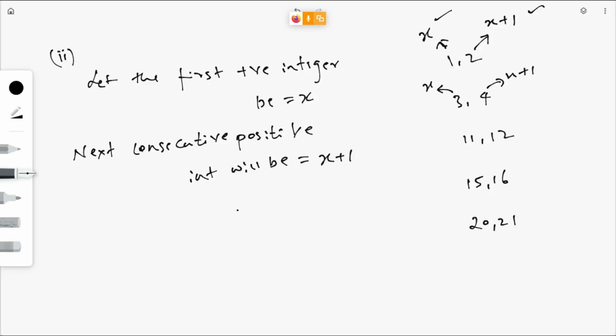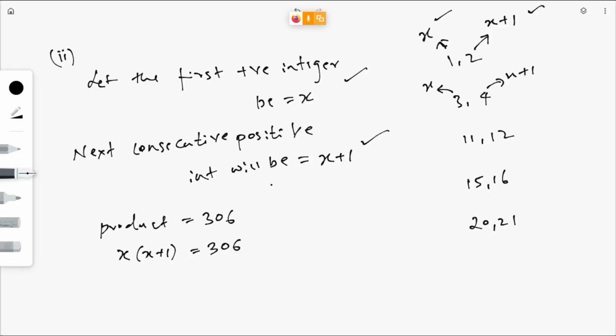And what is given in the first sentence? The product of two consecutive positive integers is 306. The product of these two is 306, right? So you can write this one as x into x plus 1 is equal to 306. Understood?